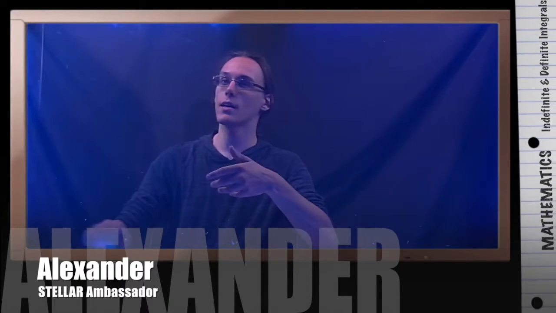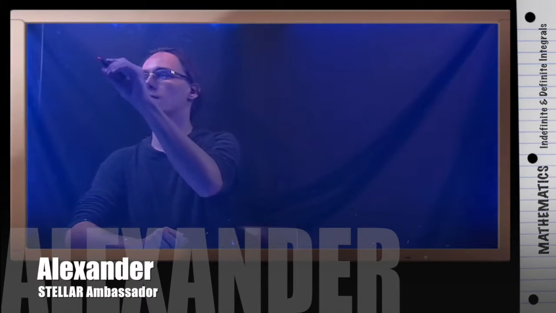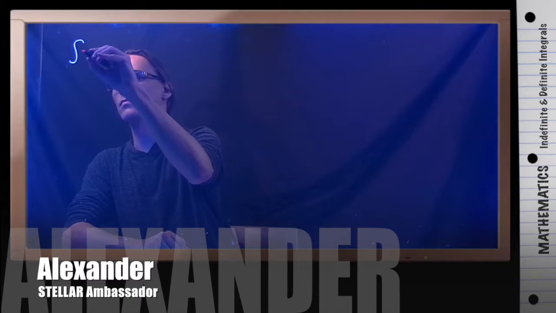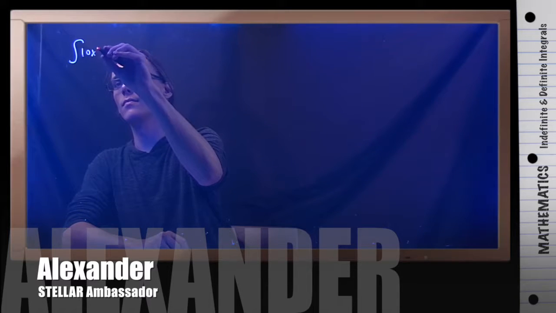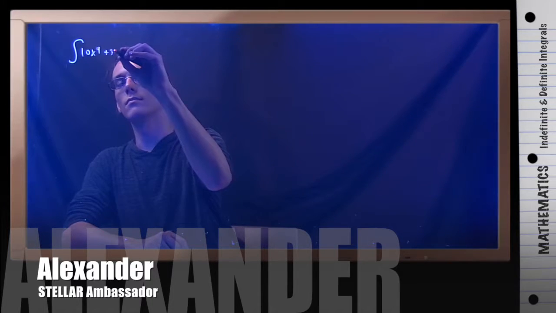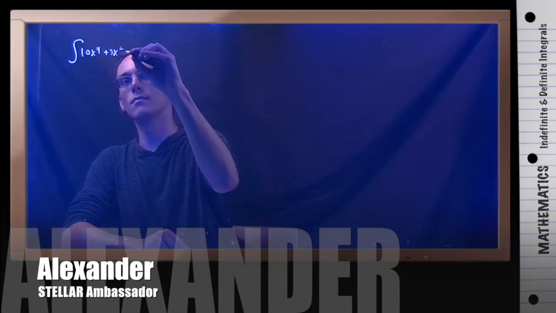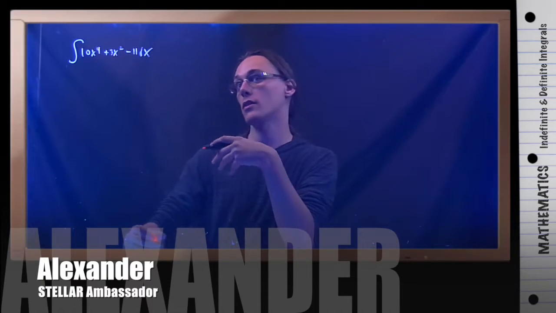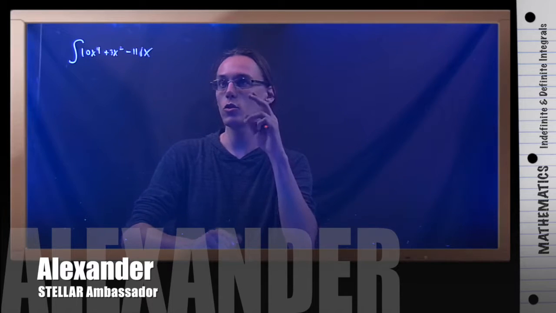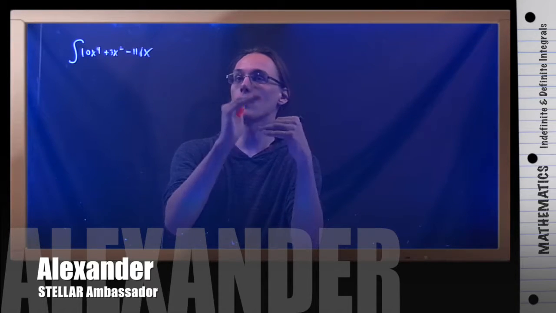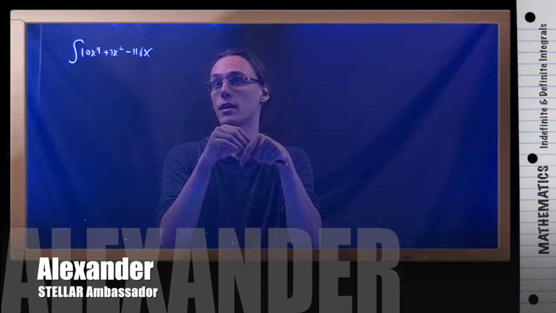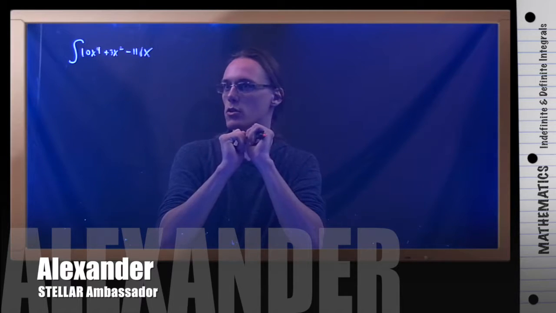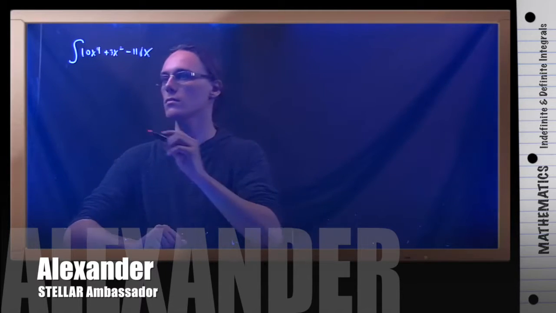All right, so for this example, we're being told to find the following indefinite integral. And then once we find this indefinite integral, the next parts give us two different initial conditions, and using those initial conditions, we're asked to find c. So first, let's just do our indefinite integral.